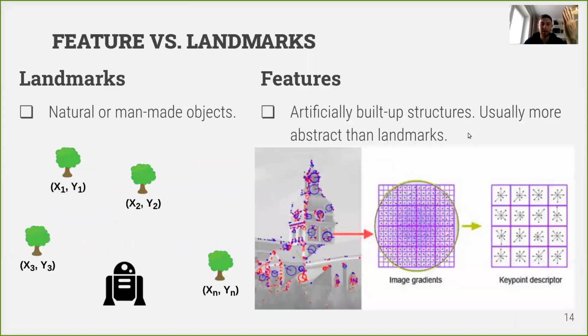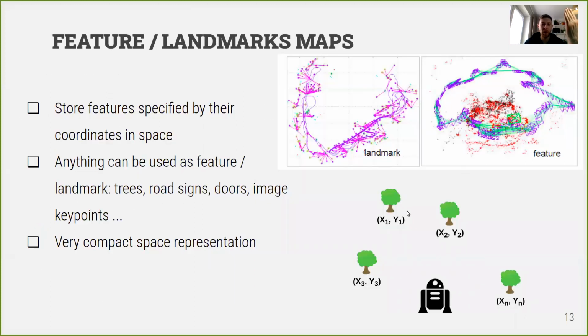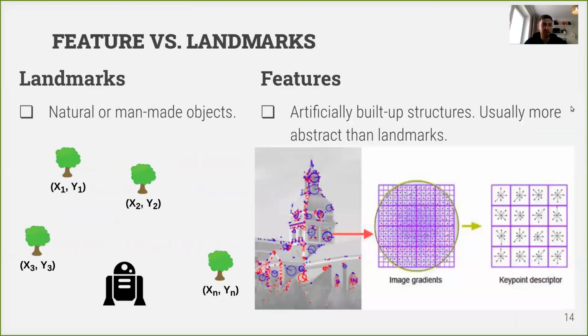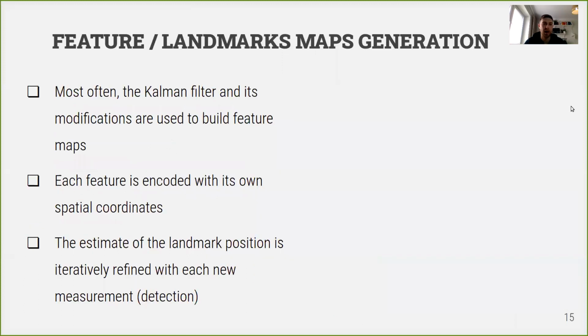And this allows us to, again, describe the environment, to store it in some map, in some compact representation, and then seeing some picture, we can compare it with our representation, with our map, and we can say either we see one location or another. So these are feature or landmark maps. And they're usually built with Kalman filter.